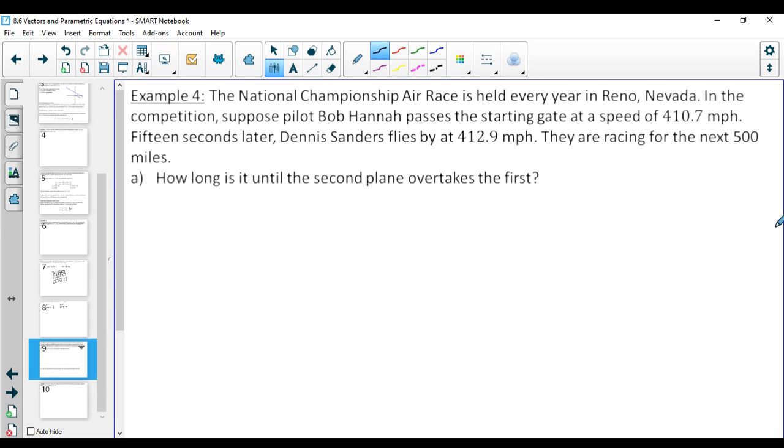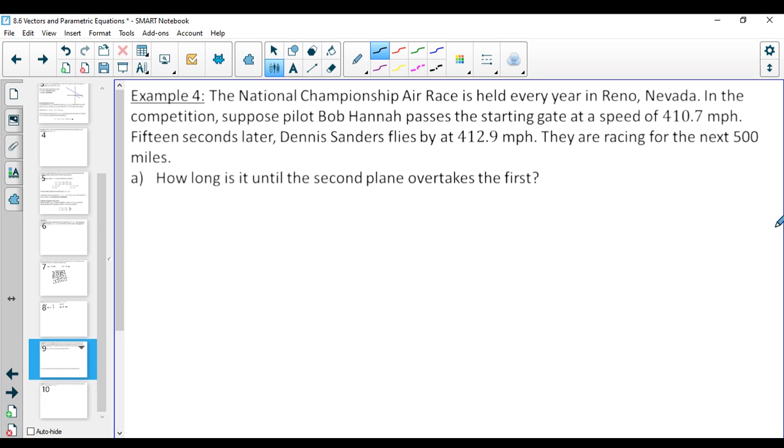The National Championship Air Race is held every year in Reno, Nevada. In the competition, supposed pilot Bob Hanna passes the starting gate at a speed of 410.7 miles per hour. 15 seconds later, Dennis Sanders flies by at 412.9 miles per hour. I don't know if those are real people. Those are the names the book gave me. They are racing for the next 500 miles. How long is it until the second plane overtakes the first?